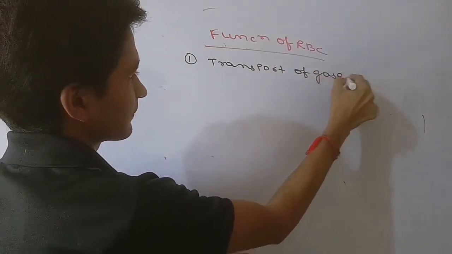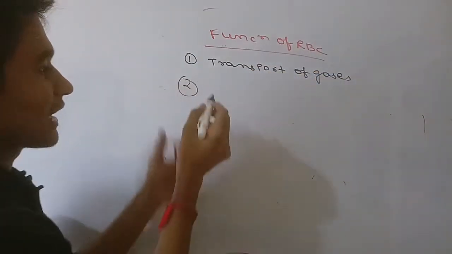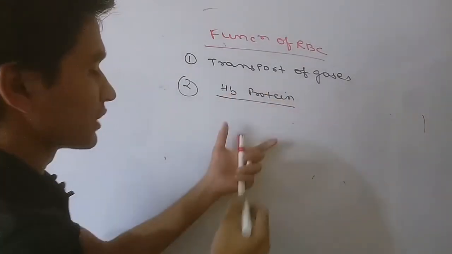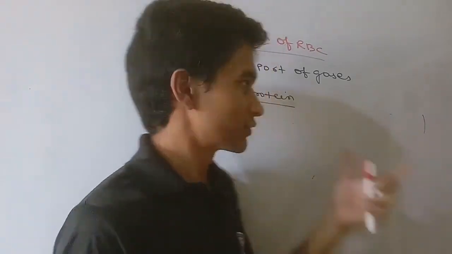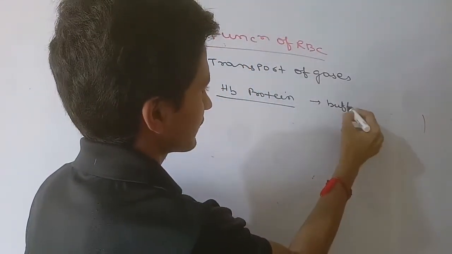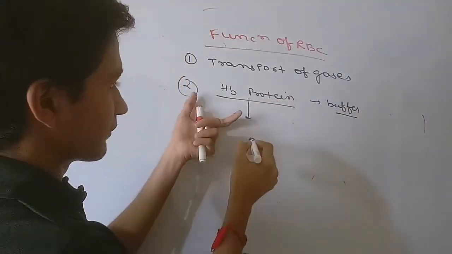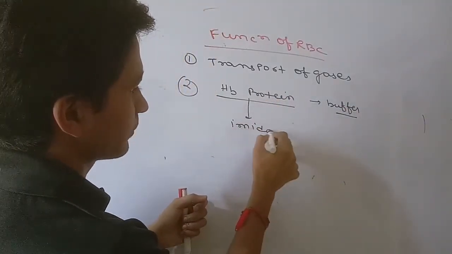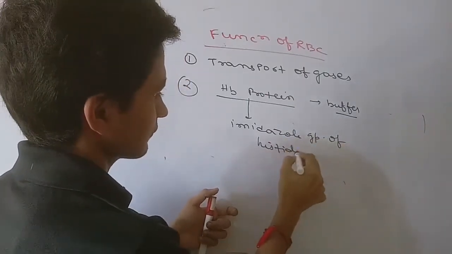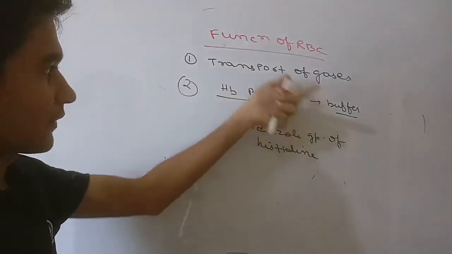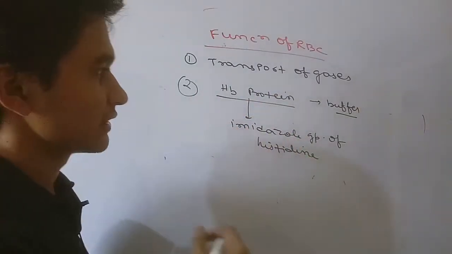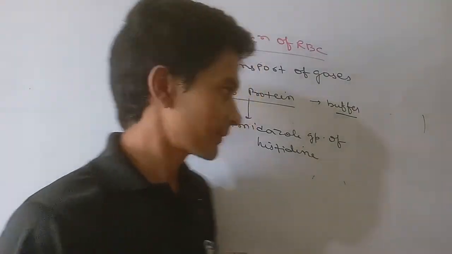The second, as RBC contains hemoglobin protein, and protein always takes part in buffering. So due to the presence of hemoglobin protein, RBC also helps in buffering. And this hemoglobin buffering is due to the imidazole group of histidine residues. Clear? We will discuss it in detail when we discuss buffers.